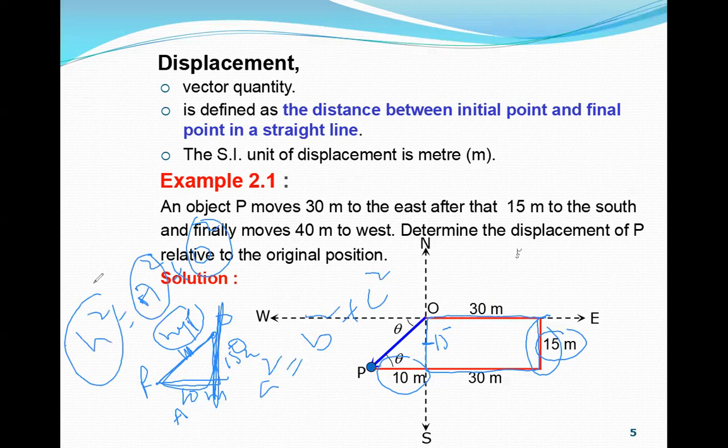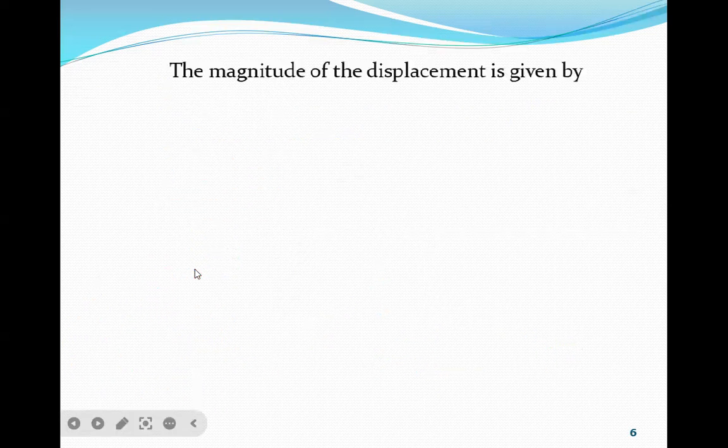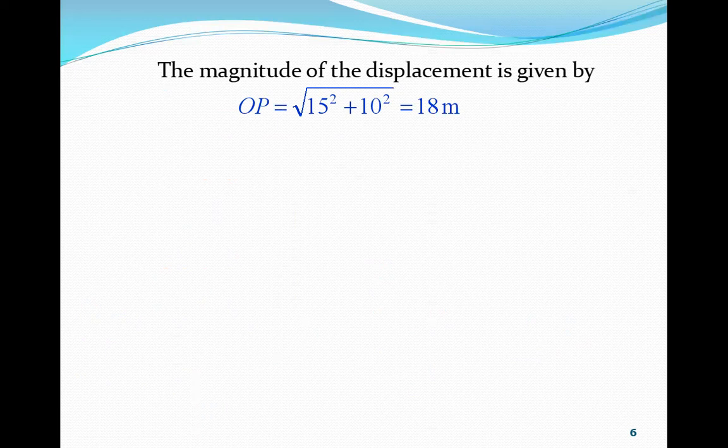Now, come to the solution. The magnitude of the displacement OP is equal to the square root of opposite 15 square plus adjacent 10 square, which equals 18 meters. Make the square of 15, then add the 10 square. After that, get the square root. We have 18 meters as the displacement.